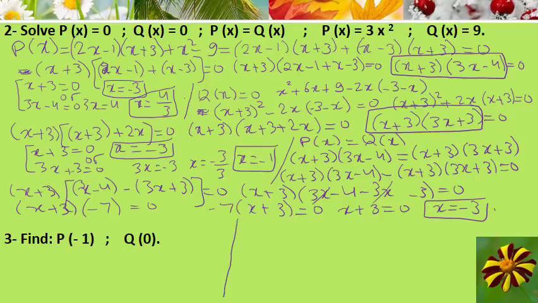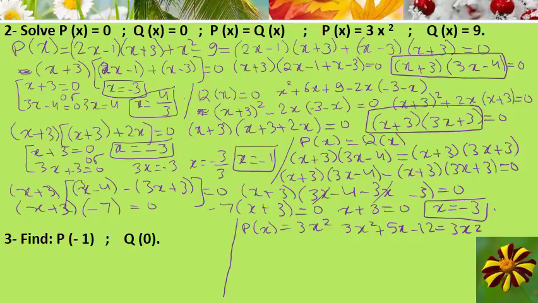Okay. Now we should solve P of x is equal to 3x squared. What do you think we should take here? The expanded or the factorized P of x? The expanded P of x. What's the expanded P of x? Who can give me the answer of the expanded P of x? It is 3x squared plus 5x minus 12 is equal to 3x squared.